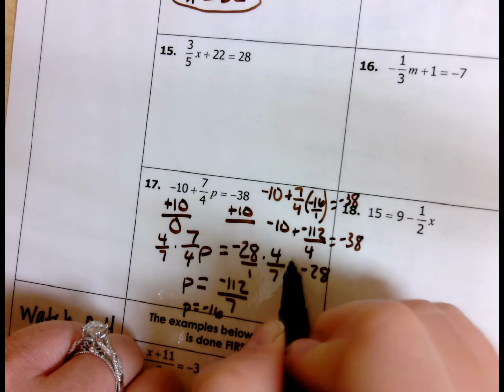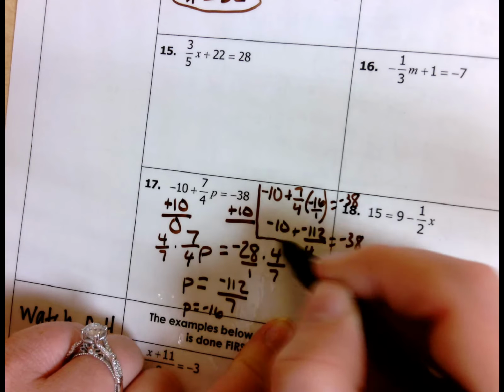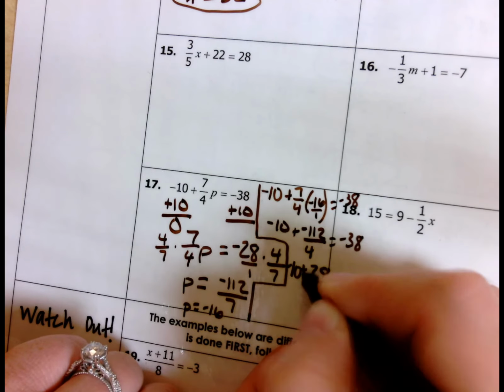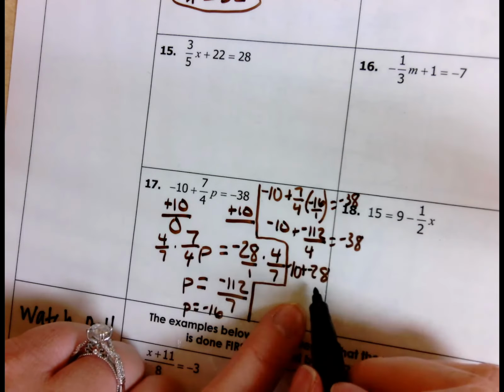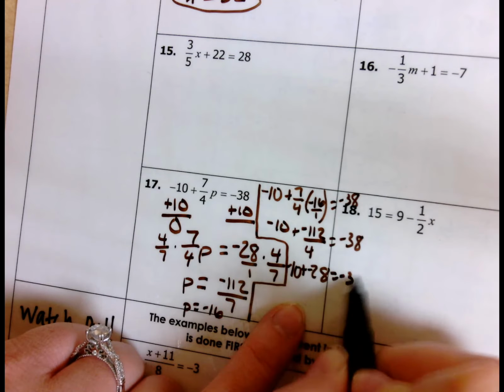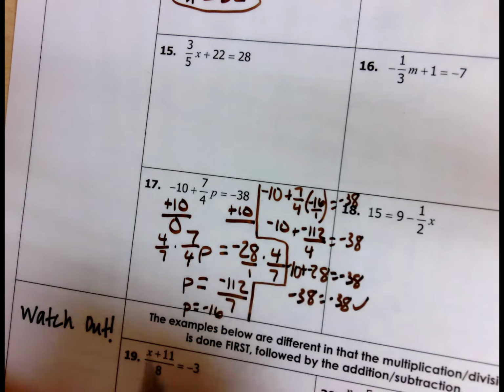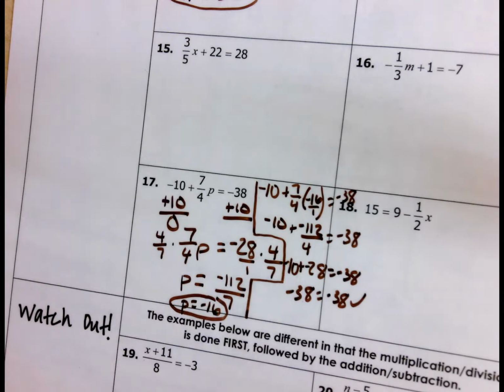And I still have this negative 10 over here. Sorry, let me draw a little dividing line so you can see the difference. Negative 10 being added to this negative 28, and it's supposed to equal negative 38. And we find out that it does equal that. So negative 16 is the correct answer on that one. Okay?